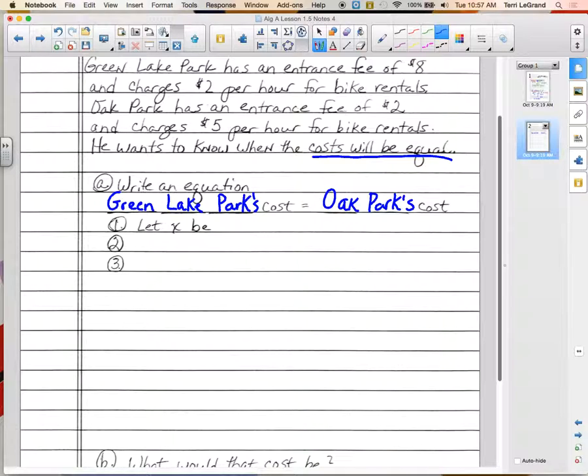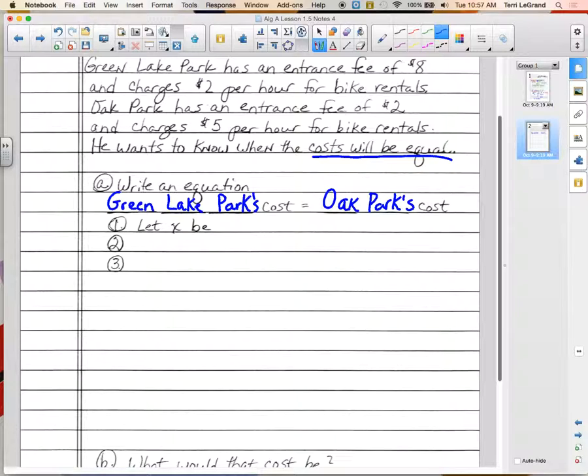Well, what do you think is the unknown in this problem? What is it that can vary? What is it that can change? Cody? The dollars per hour. The dollars per hour, okay, so it says Green Lake Park has an entrance fee of $8 and they charge $2 per hour for bike rentals. Does it say if you're under 5? Does it say if you have brown hair? Does it say if you come before noon? It just says they charge $2 an hour, so can that vary? It's $2 an hour no matter what, no matter the color of your hair, no matter what time of the day it is, no matter how old you are.